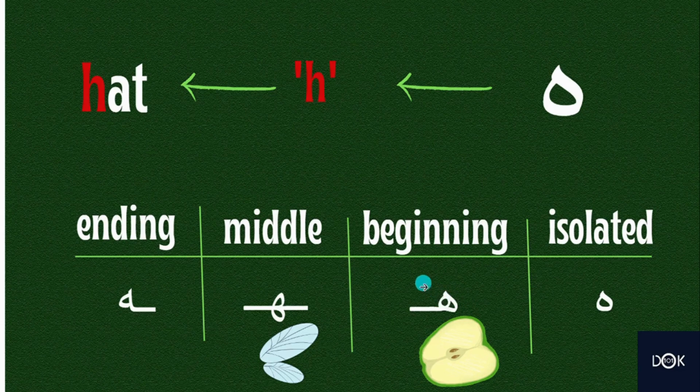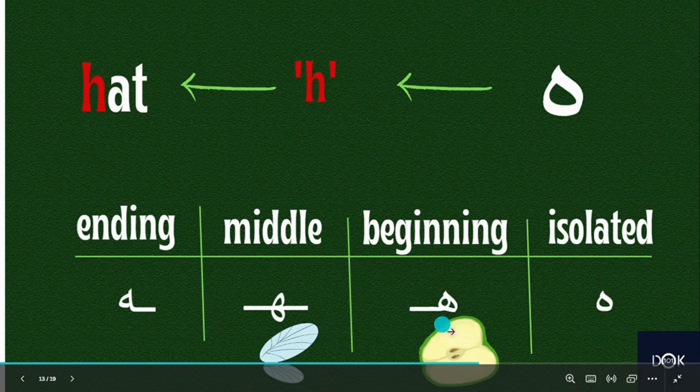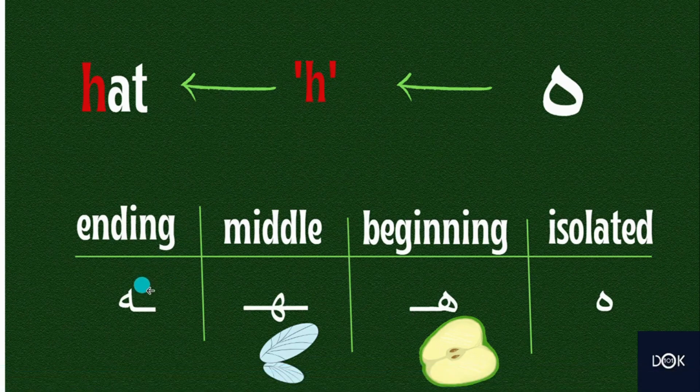And Ha is connected to the letter after it. For the middle form, it is connected on both the sides and the shape changes again. And it looks like one of the wings of a butterfly to me. And these are the pictures in case you're wondering what these shapes are. And for the ending part, Ha changes its shape again and it is connected to the letter before it. However, Ha can also appear in an isolated form at the end. And now let's have a look at the examples.